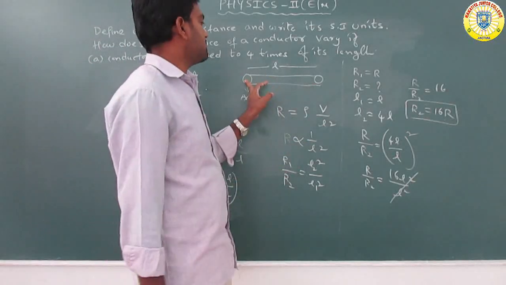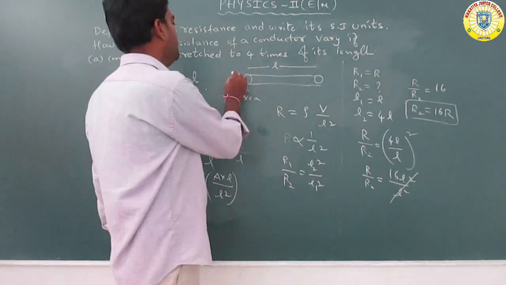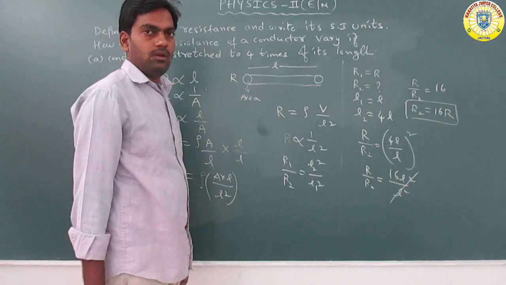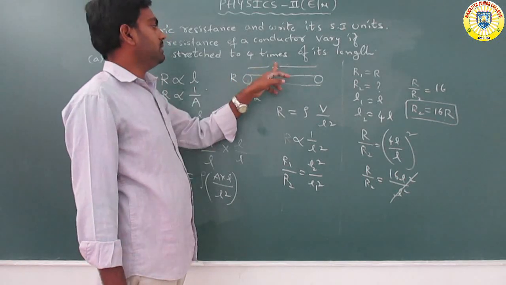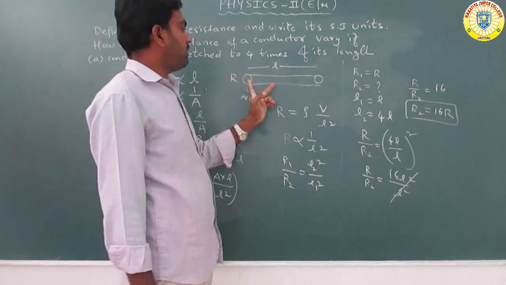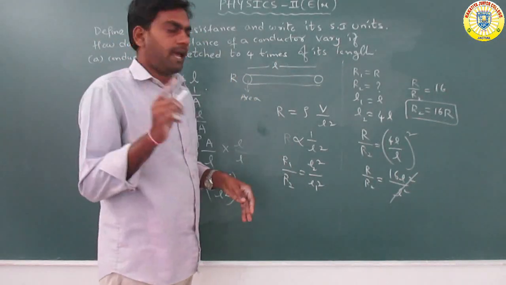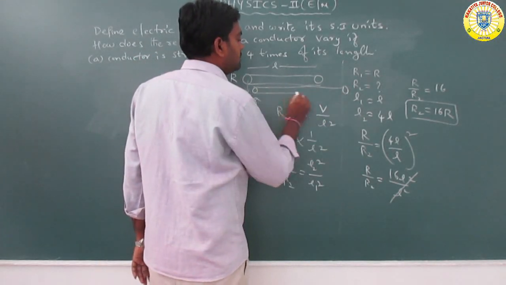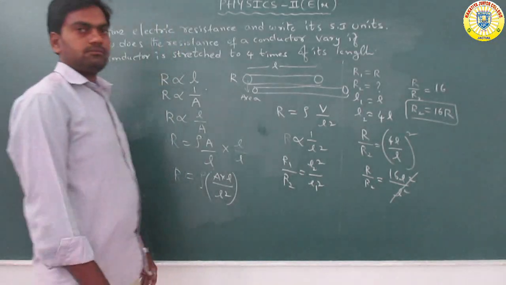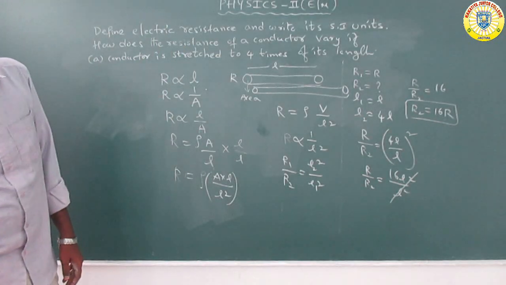First of all, the resistance of the wire is taken as R. The initial length is L. So the wire is stretched by 4 times of the original length. Okay, so what is the L?